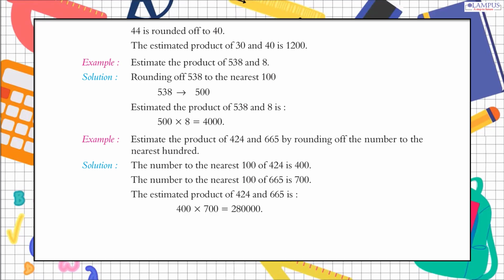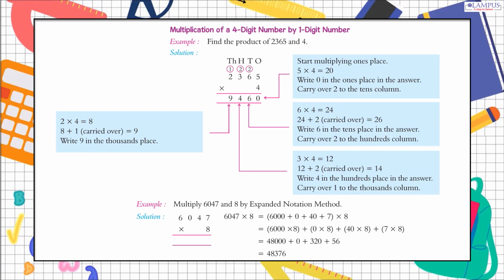Example. Estimate the product of 424 and 665 by rounding off the numbers to the nearest hundred. Solution. The nearest hundred of 424 is 400. The nearest hundred of 665 is 700. The estimated product of 424 and 665 is 400 times 700 equals 2,80,000.